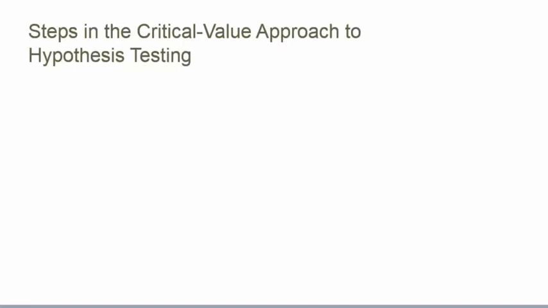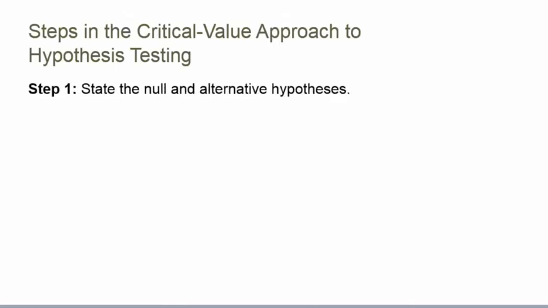Steps in the critical value approach to hypothesis testing. Step 1: State the null and alternative hypothesis.